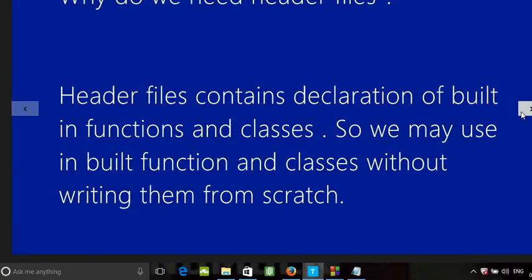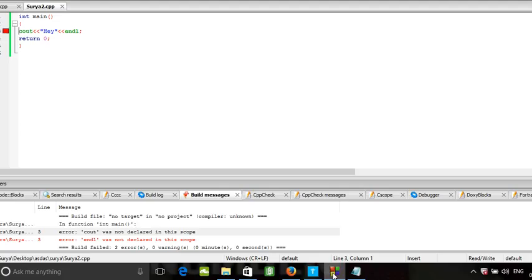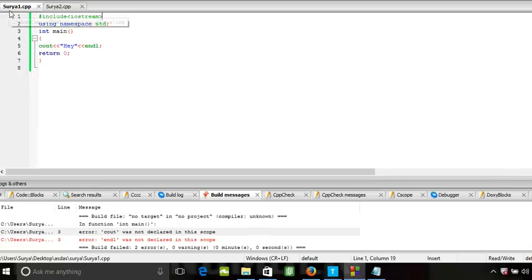So why do we need header files? Header files contain declarations of built-in functions and classes, so we may use inbuilt functions and classes without writing them from scratch. For example, over here we are using cout and endl without writing them from scratch. Writing them from scratch would be too hectic for a beginner programmer. So instead of that, we simply include iostream and use it in our program.